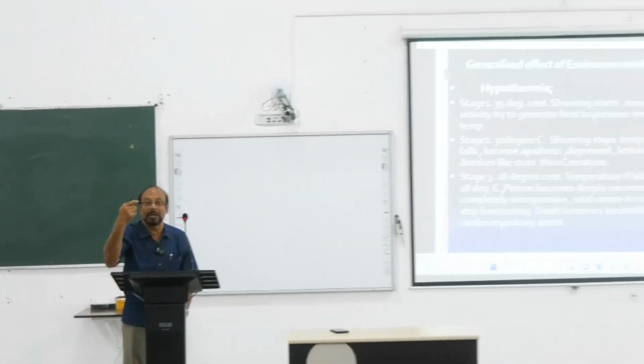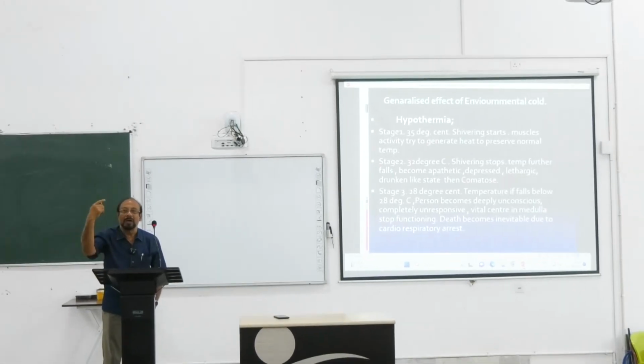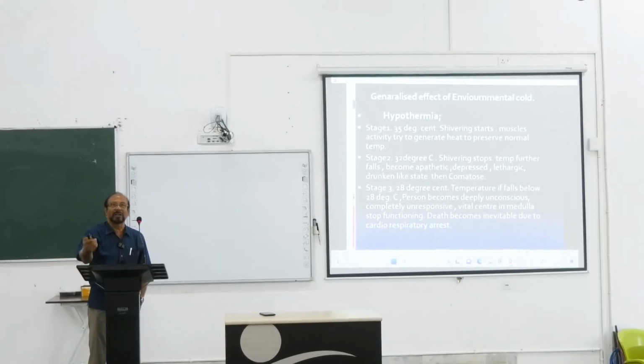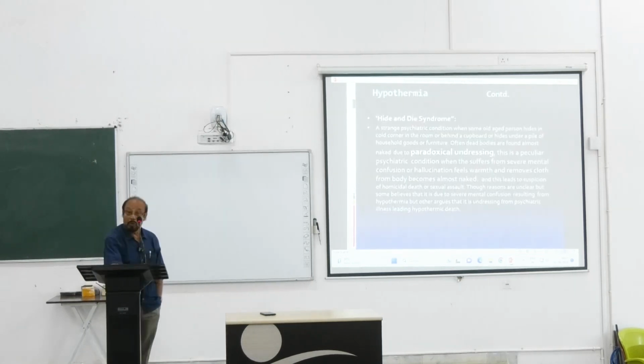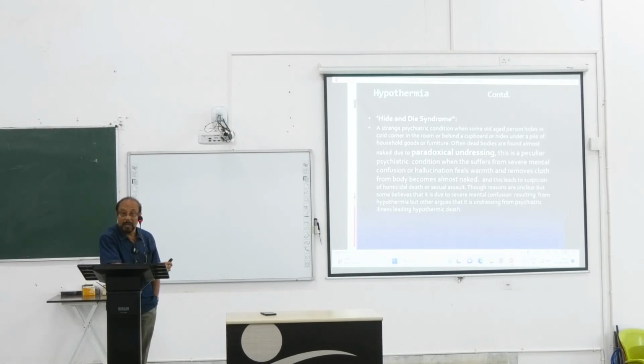Because when cellular damage occurs, medulla brain cells die and the cardiorespiratory center dies, respiration stops. Cardiorespiratory arrest occurs. Now, I told you about these things: hide and die syndrome, or paradoxical undressing.